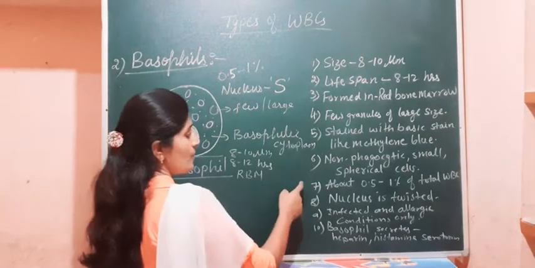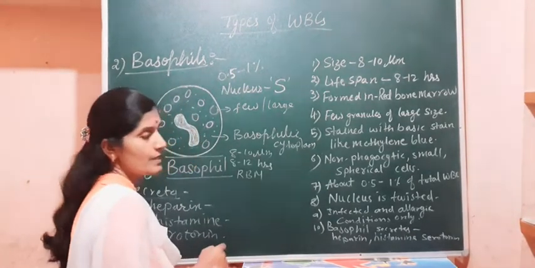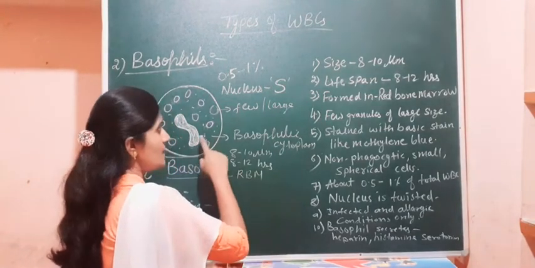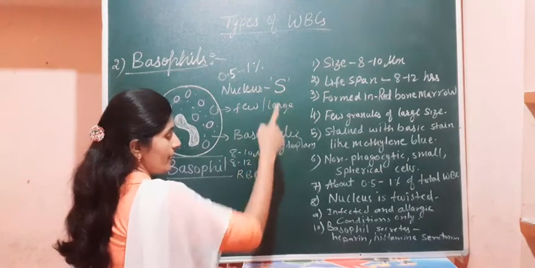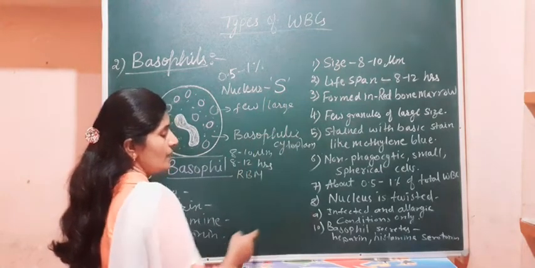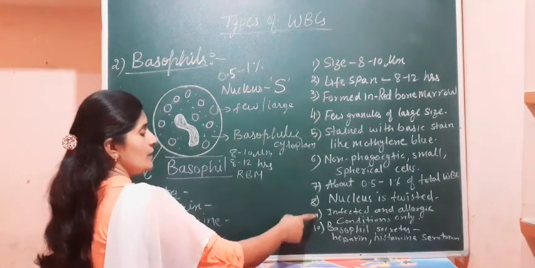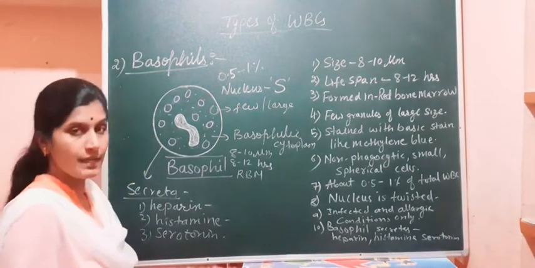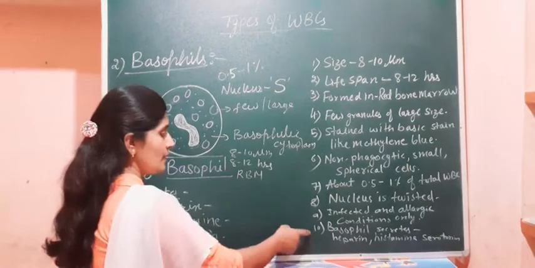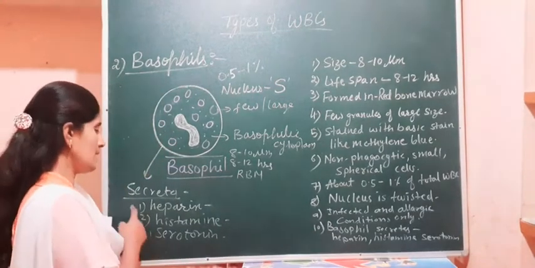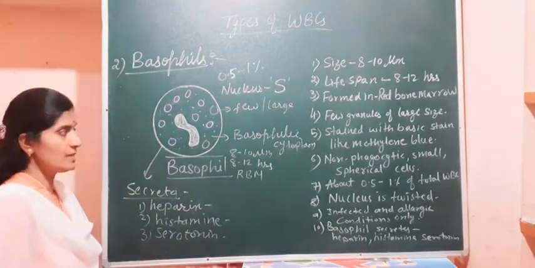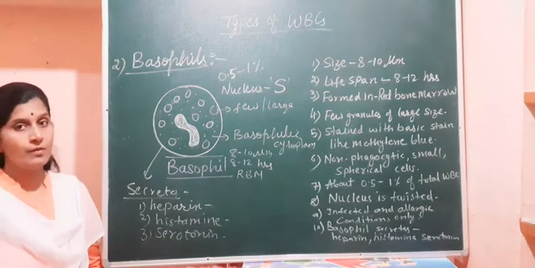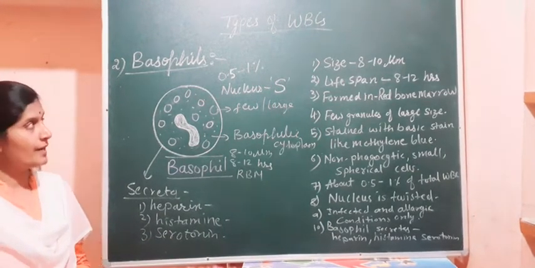They are about 0.5 to 1% of the total WBCs. The nucleus is twisted, or it looks like the letter S. Basophils are present only during infection and allergic conditions. Basophils secrete three chemicals: heparin, histamine and serotonin. This is about the basophils.